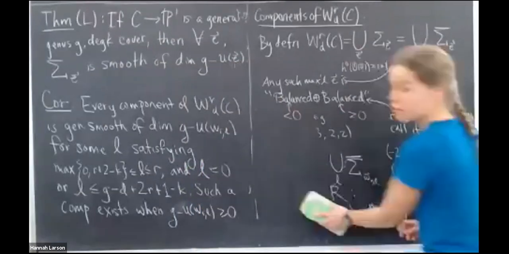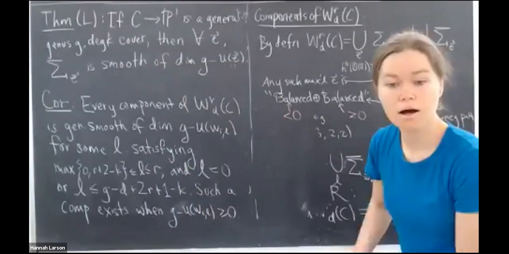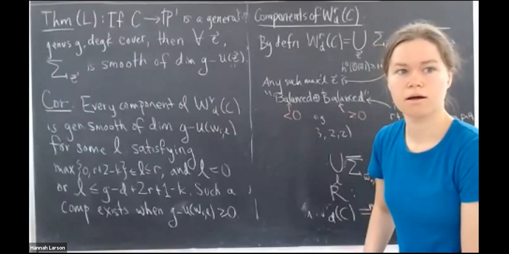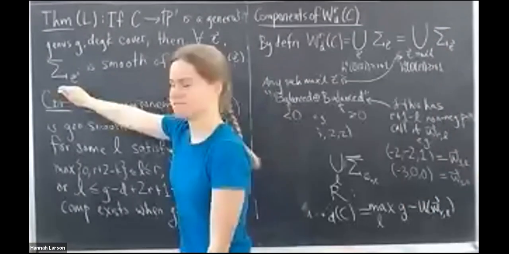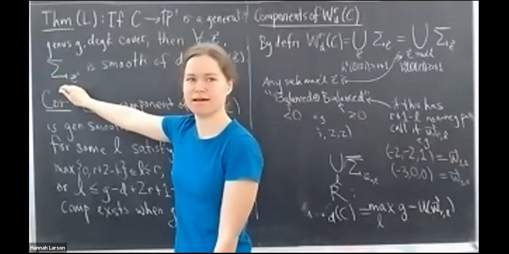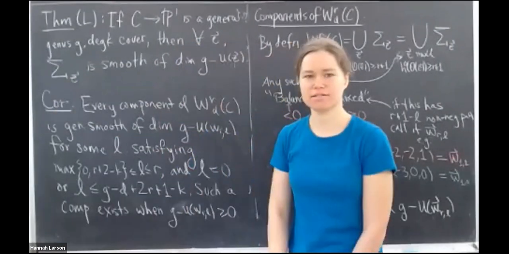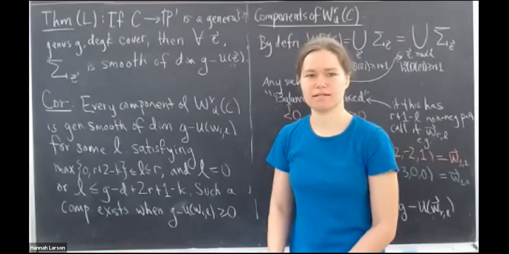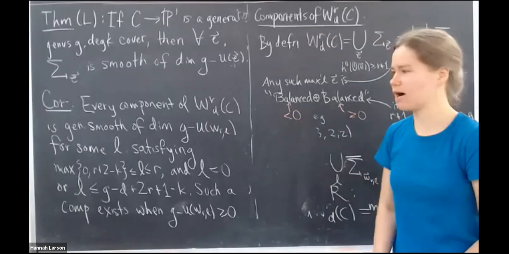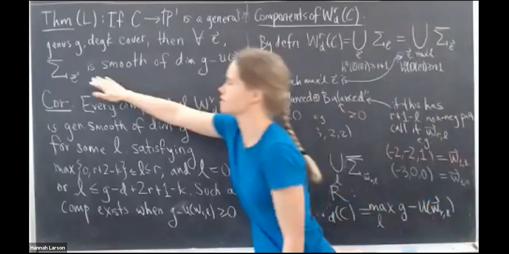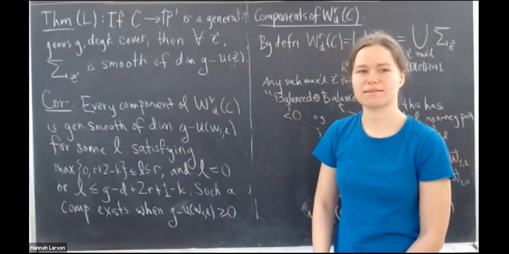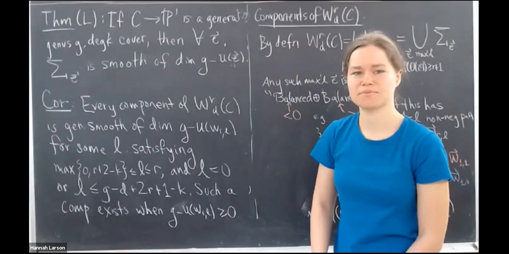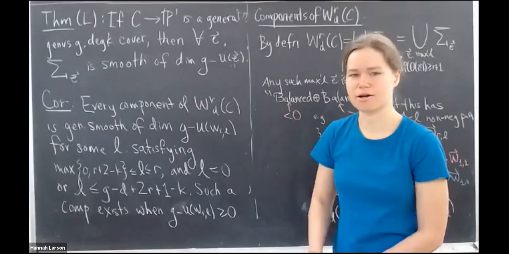Maybe I will try to ask something. So does this give you a description of just all the irreducible components of WRD? Well, I haven't told you if each of these sigma E's is irreducible or not. And that is current joint work in progress with Isabel and Eric. So no, I don't, but we strongly suspect. Sorry, which Isabel and Eric? Oh, joint work with Eric Larson and Isabel Vogt. Isabel, who will be speaking next hour.